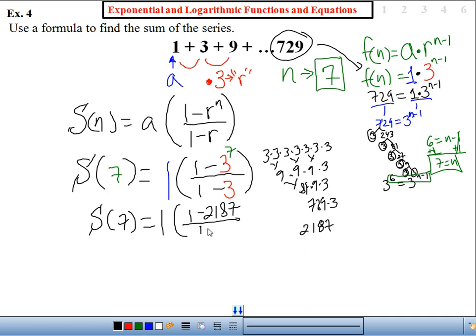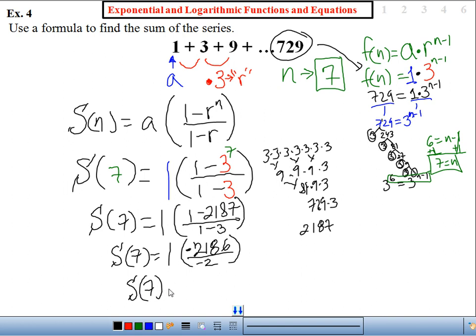2,187 over 1 minus 3. So S of 7 equals 1 times 1 minus that, which is negative 2,186. And then 1 minus 3, that's negative 2. So the sum of the 7-term sequence is this divided by 2, which is, let's see, 1,093. Did we get that earlier? Yeah, there it is.